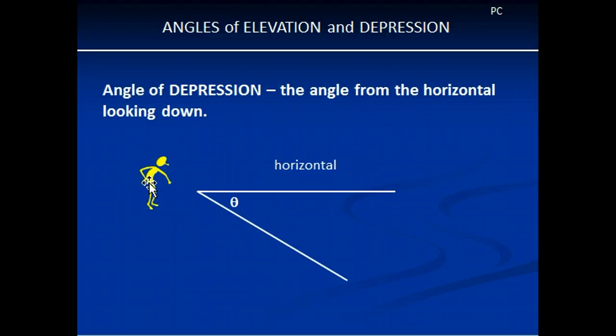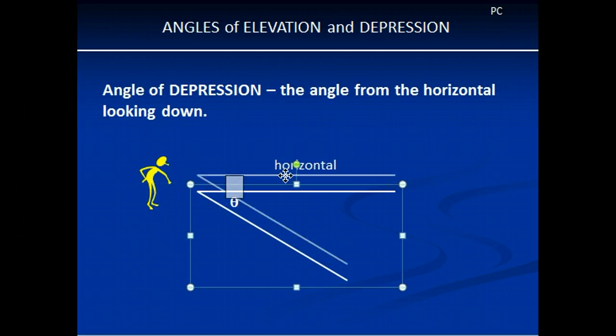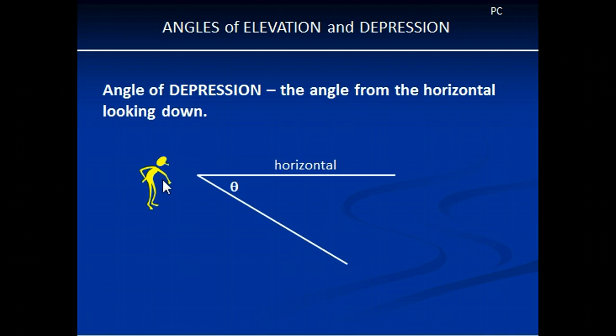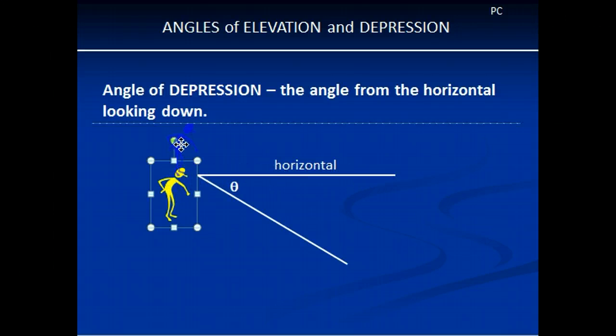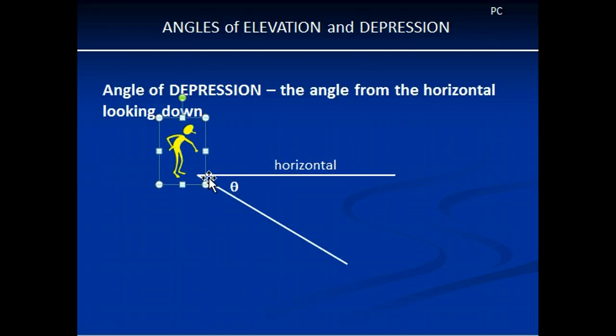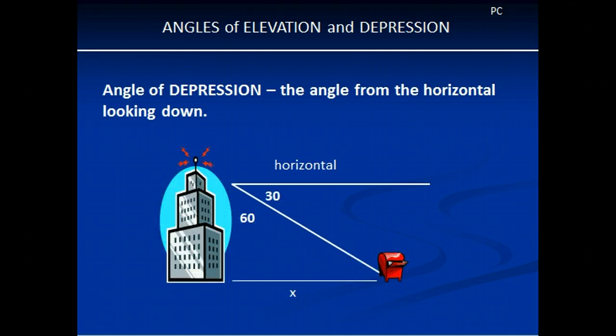Angle of depression is the other side. It's the angle from the horizontal looking down. Now, this can be kind of tricky for some people, because when you are looking down, it's not straight down to the ground. It's from the horizontal, where your eye level is the horizontal. This angle here is the angle of depression. So you want to be really careful about that. Let's look at some examples.